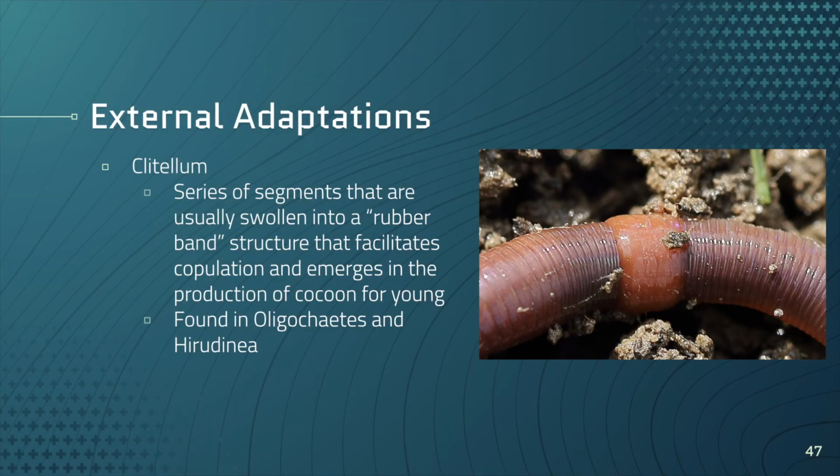Our next structure is the clitellum. Members of Clitellida all have this band-aid-looking structure during some point of their life cycle. The clitellum is a series of segments that are swollen and facilitate reproduction in earthworms.